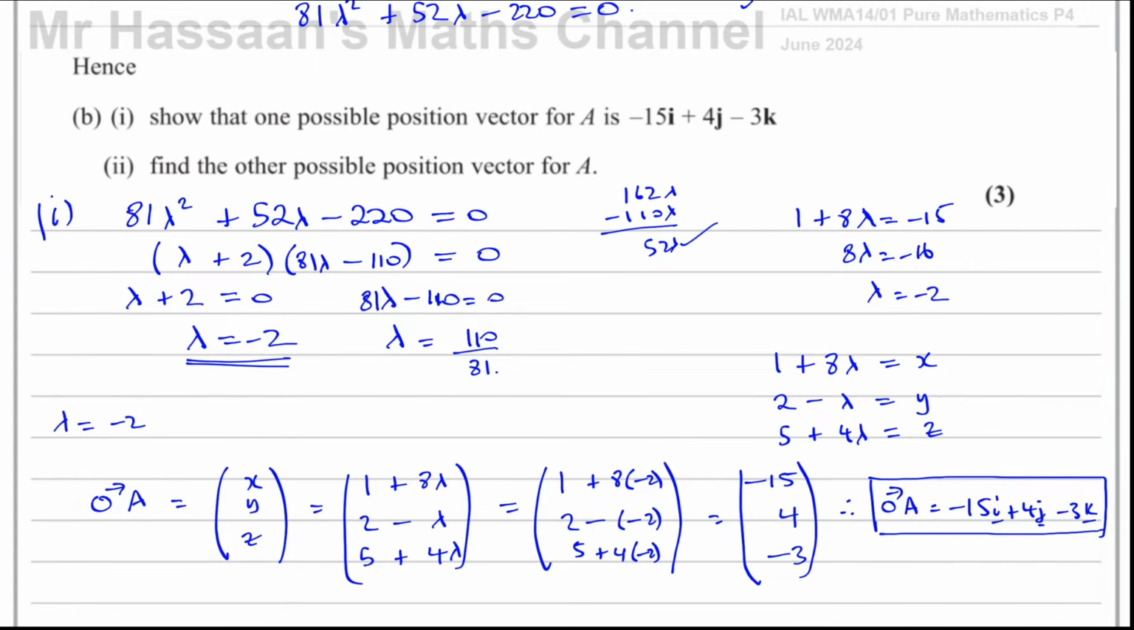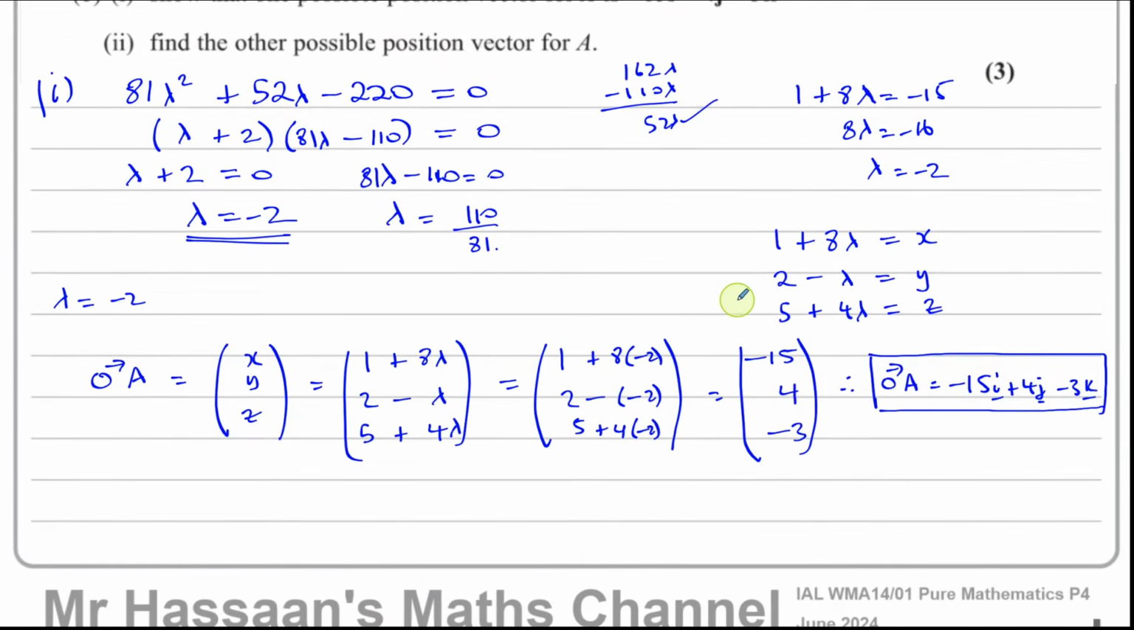Okay, then it says, find the other possible position vector for A. So in this case, we have to use lambda equals 110 over 81. So the other possible position of A is going to be basically 1 plus 8 times 110 over 81, and so this is part 2 now. That's not a very nice fraction, is it? And you have 2 minus 110 over 81, and you have 5 plus 4 times 110 over 81.